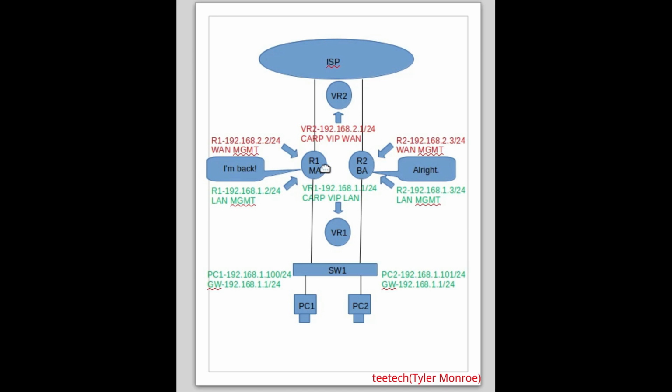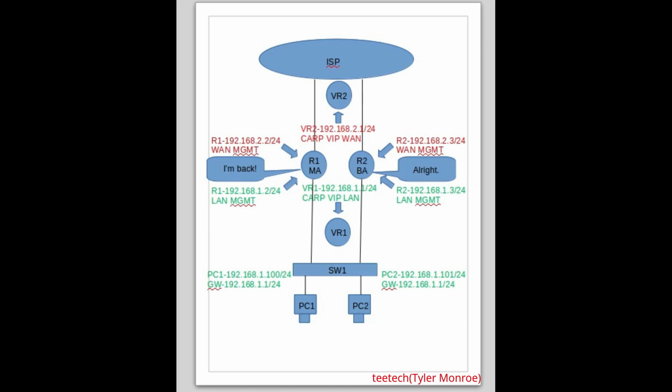He comes back up and says, I'm back. And then R2 will relinquish that, saying okay, and see those advertisements with a lower advertised skew than himself. So R1 takes over the master again. So transparently, PC 1 and 2 start to send to the master on R1 on that VIP. But all this time, remember, the gateway never changed. It's virtual. They manage that in the group.